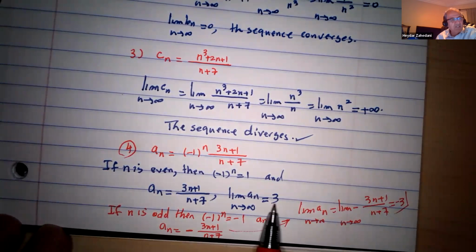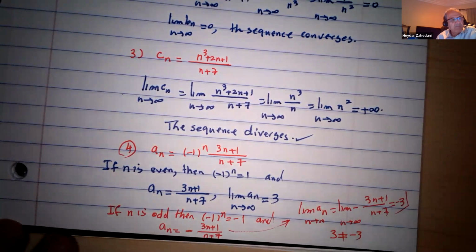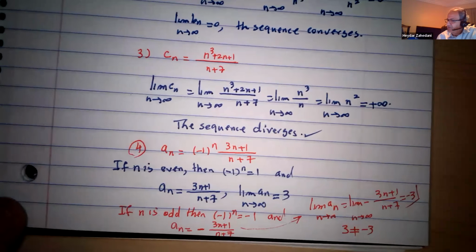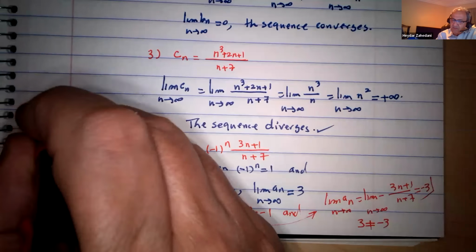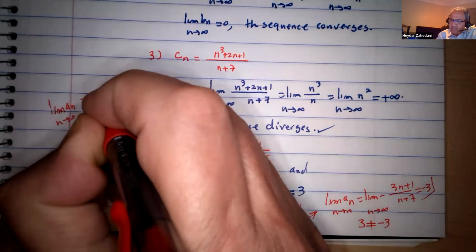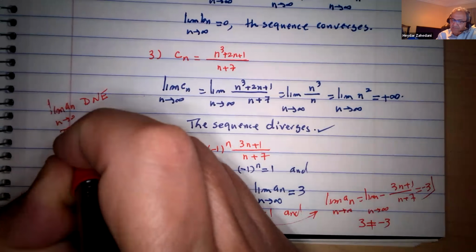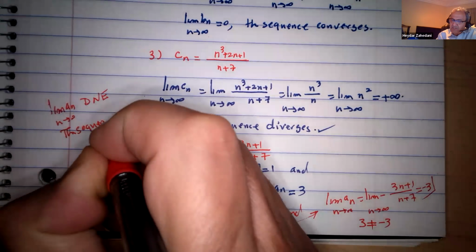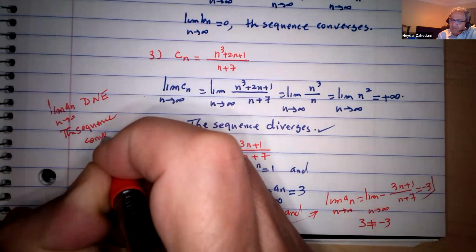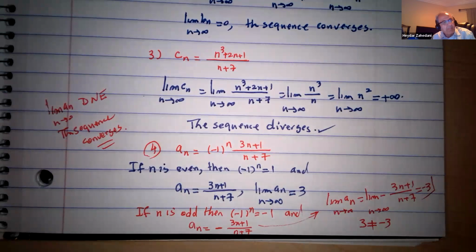So you get a 3 and a -3 here. You get two different numbers. You see, 3 is not equal to -3. So this means the limit of the sequence does not exist. I put it over here: the limit of a_n, when n goes to infinity, does not exist, and the sequence diverges. So you have to be careful about this sequence. We are going to use it from time to time.